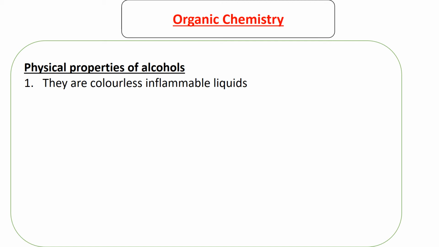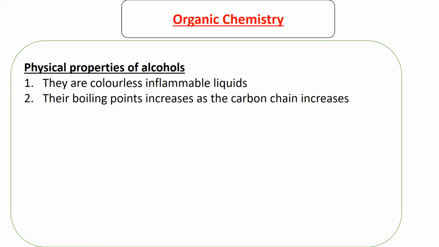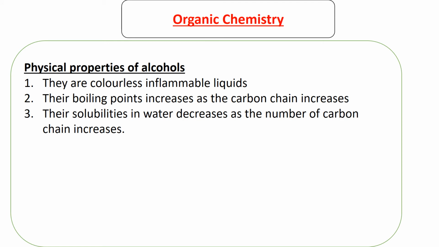That's what inflammable means. Their boiling point increases as the carbon chain increases. This is something that should be intuitive. If the carbon chain increases, we expect more heat to be added for the bonds to be broken. That's the reason why the boiling point increases as the carbon chain increases. Their solubilities in water decrease as the number of carbons in the chain increases. Again, we should expect this: as the number of carbons increases, it might be difficult for the solvent to dissolve a solute which has more carbon atoms than one which has fewer carbon atoms. So the solubility decreases as the carbon chain increases.